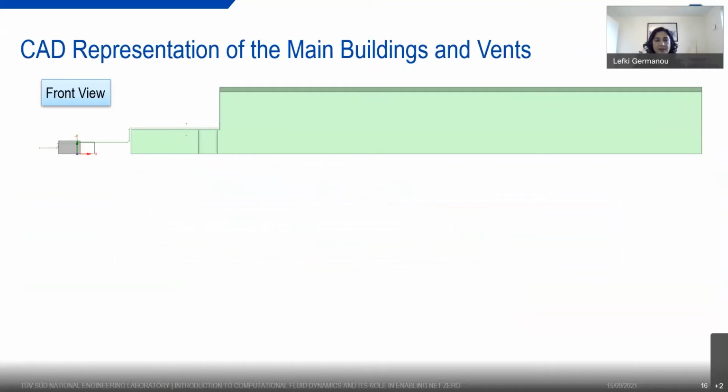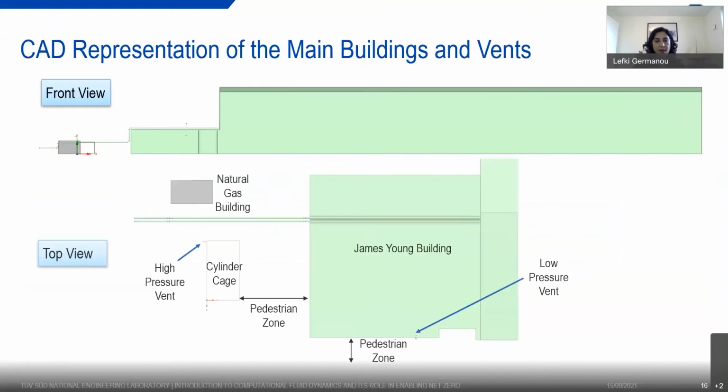In this slide, the representation of the main buildings and vents with the CAD is shown. Here it's the front view, and if we focus on the top view, we can again see the natural gas building, the high pressure vent on top of the cylinder cage, the James Young building on the right with the low pressure vent on top. And we can see also where the pedestrian zones are located.